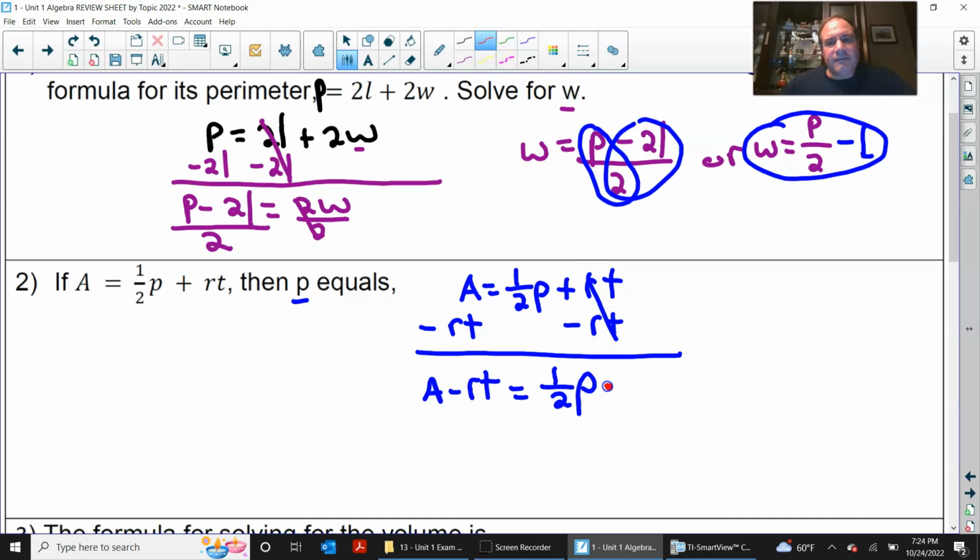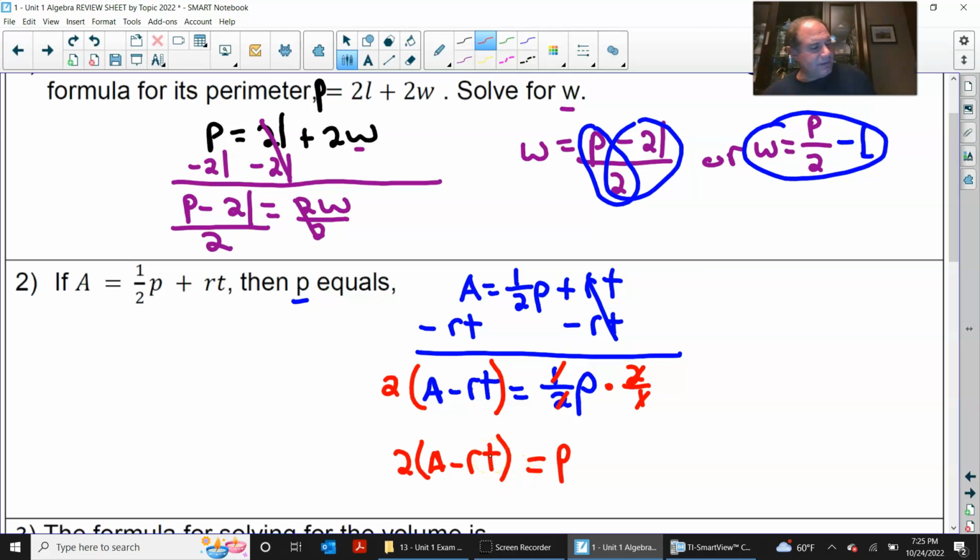Now, to get rid of any fraction, just remember you're multiplying by its reciprocal. And this whole entire side has to be multiplied by 2 over 1, which is just 2. So the 2 cancels with the 2, and the 1 cancels with the 1. P equals 2 times A minus RT. And that's basically everything that you have right there.